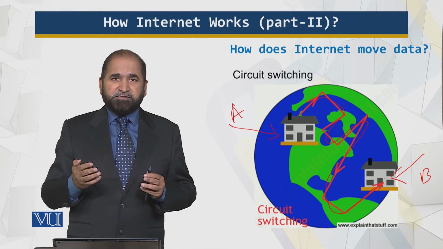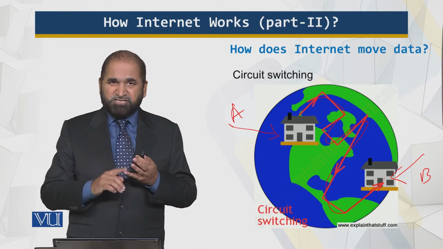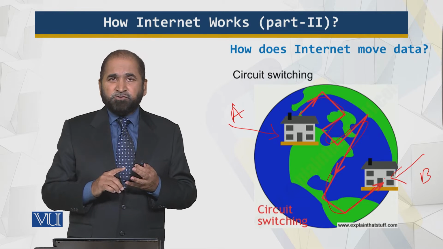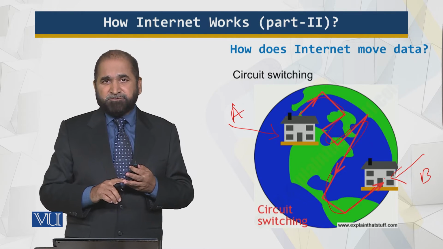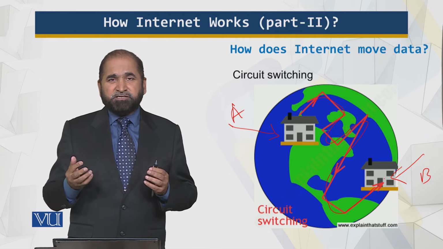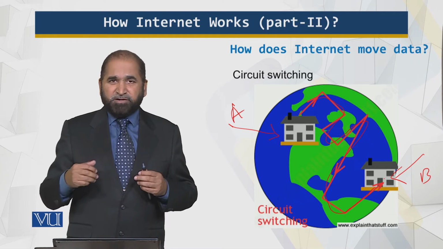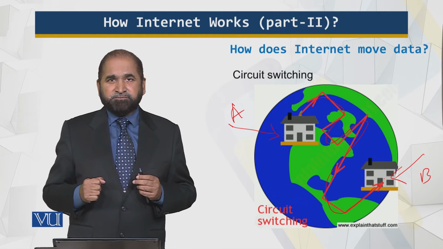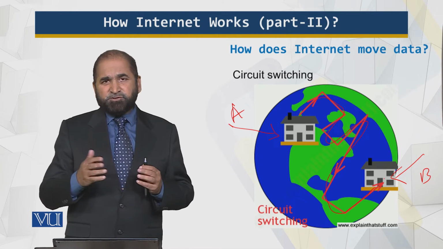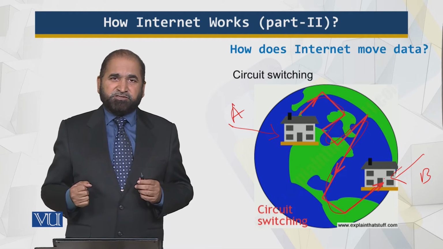So that is a big disadvantage of circuit switching: one, it is very expensive, and number two, it slows down the traffic. So the point I'm trying to make is that circuit switching is not made for the internet, is not optimized for the internet. I have discussed circuit switching just to give you an idea about it.